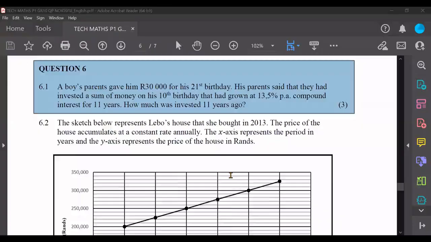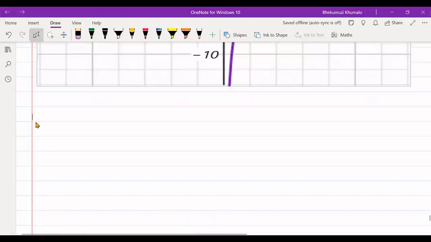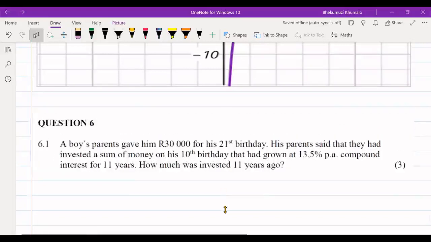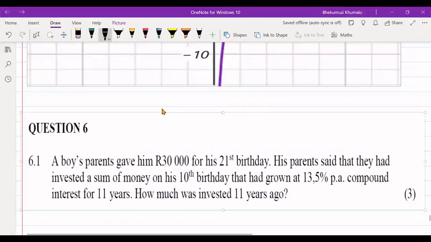It says, a boy's parents gave him 30,000 for his 21st birthday. His parents said that they had invested a sum of money on his 10th birthday. It had drawn 13.5% per annum compounded interest for 11 years. How much was invested 11 years ago?